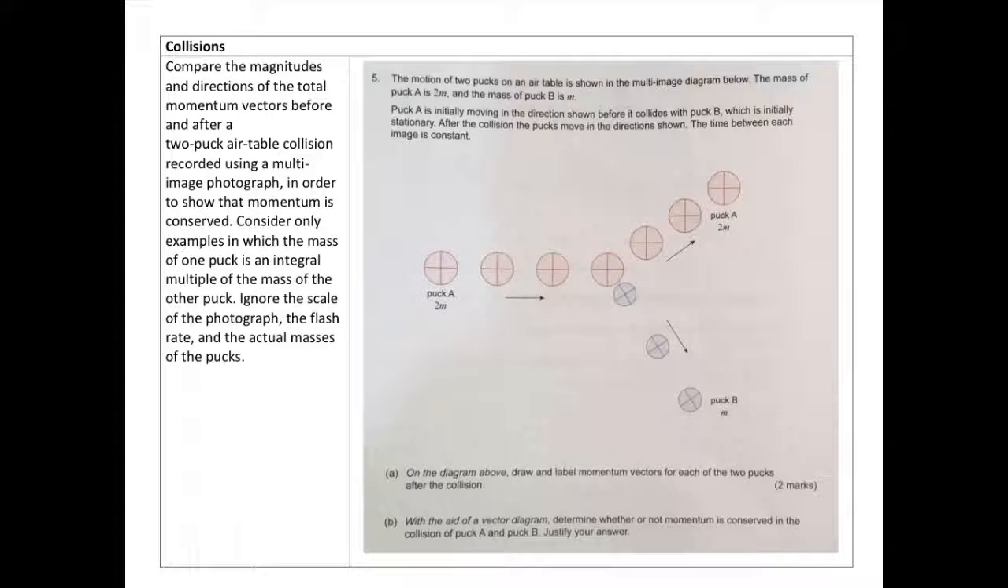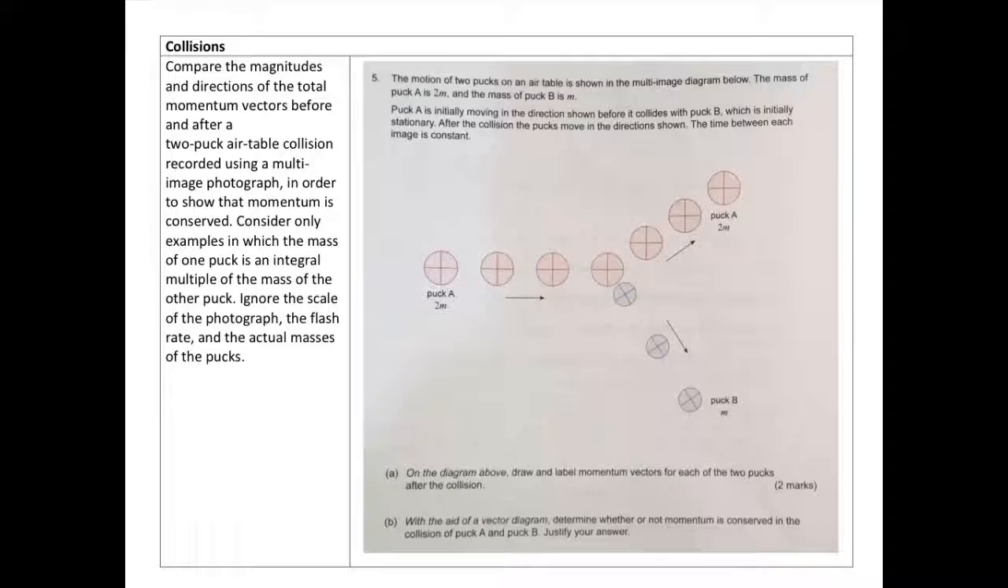Okay, let's look at a collision. What we need to be able to do is compare the magnitudes and directions of the total momentum vectors before and after a two-puck airtable collision recorded using a multiple image photograph in order to show momentum is conserved. And we only need to consider examples in which the mass of one puck is an integral multiple of the mass of the other puck. Ignore the scale of the photograph, the flash rate, and the actual masses of the pucks.